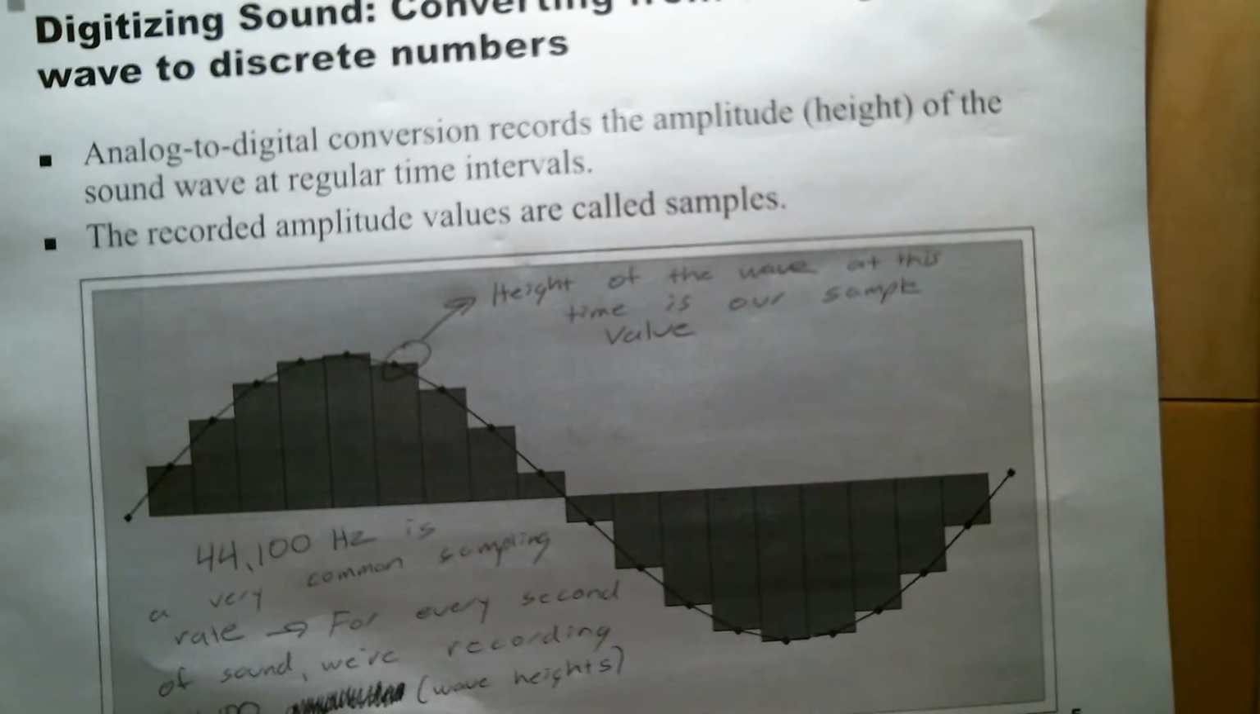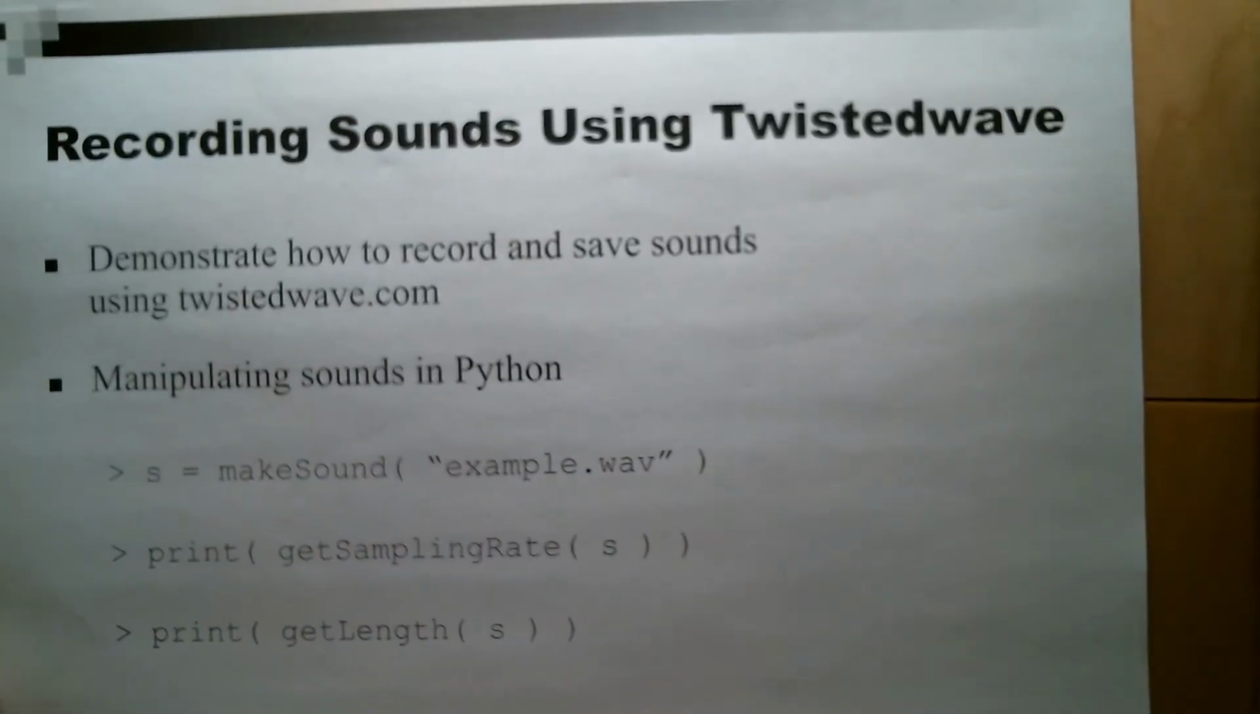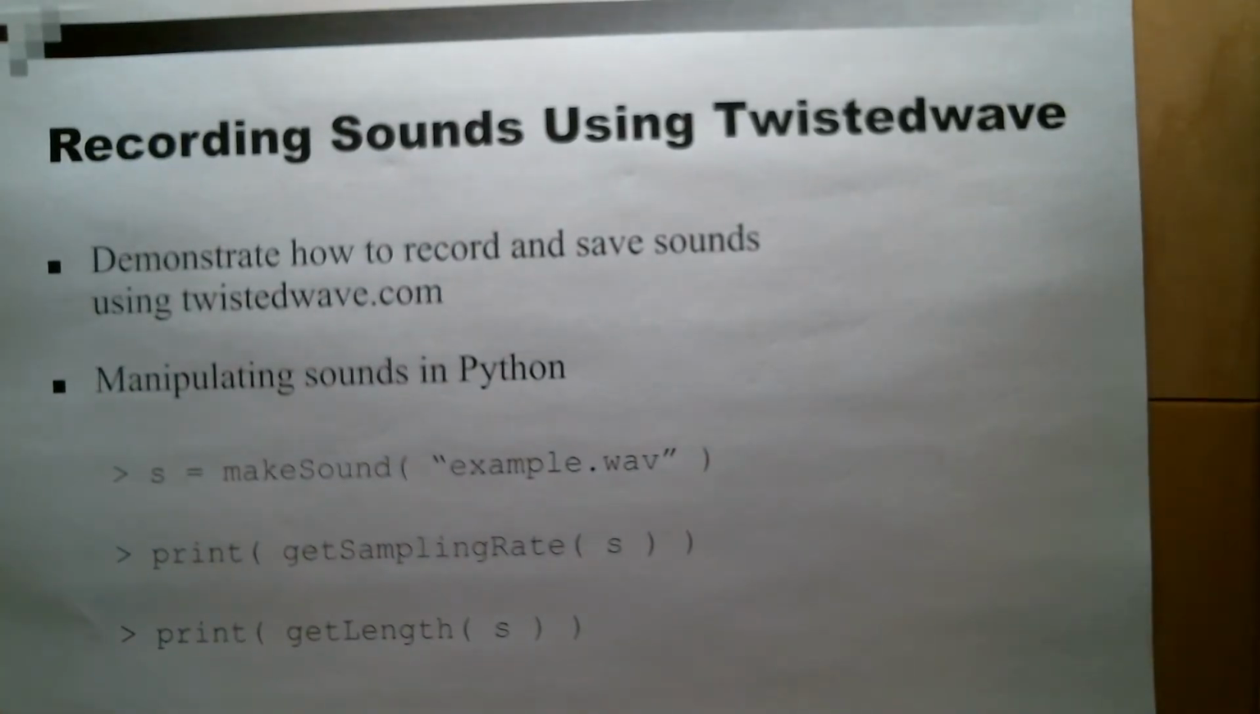All right, so let's bring it over to actually the programming piece now. So first of all, to record our sounds, we're going to be using a program called Twisted Wave. And I will post a separate video that walks through how that works and how you can interact with it. But instead, let's just talk about some of the commands that we're going to be seeing here. Now, a lot of them are going to be very similar to what we did with pictures. So when we were dealing with pictures, we had make picture, and then we had to provide the name of the picture. Now we've got make sound.